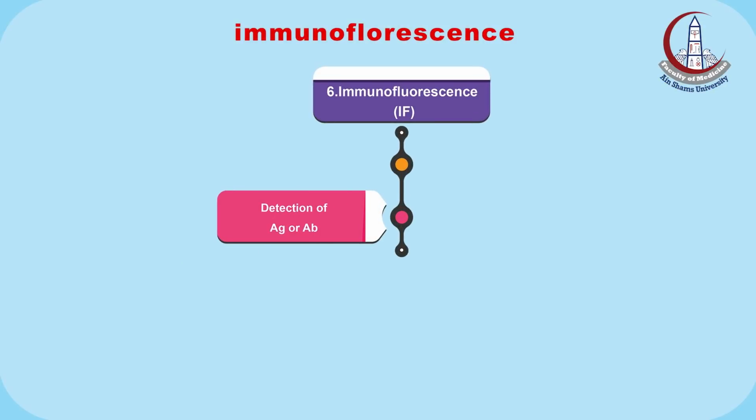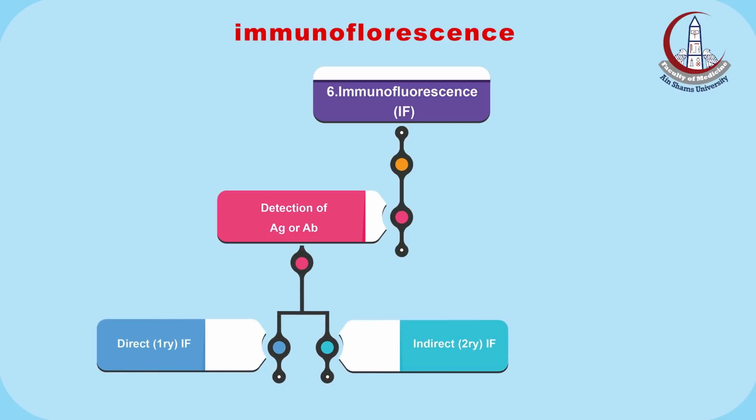Immunofluorescence can be used in detection of antigen or antibody, in which it is termed direct or indirect immunofluorescence respectively. Immunofluorescence is also the basis of flow cytometry, a technique used in modern era research for cell labeling and counting. And we will be discussing this in the next lecture.